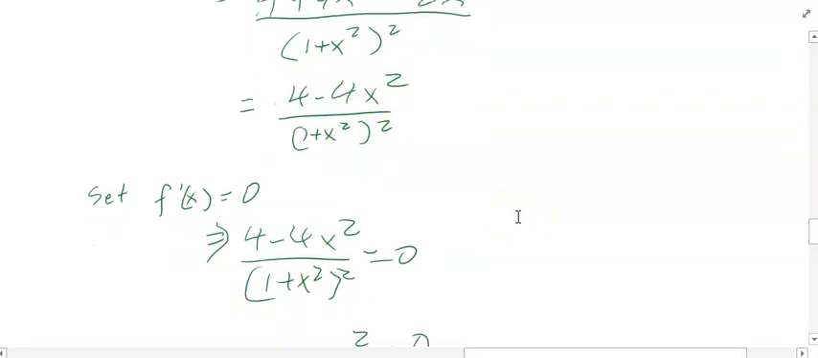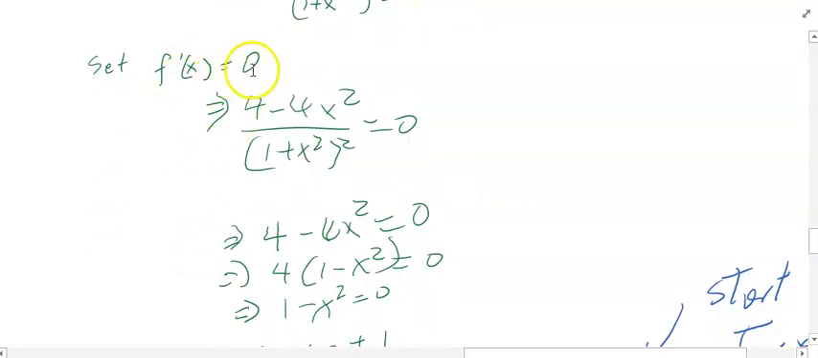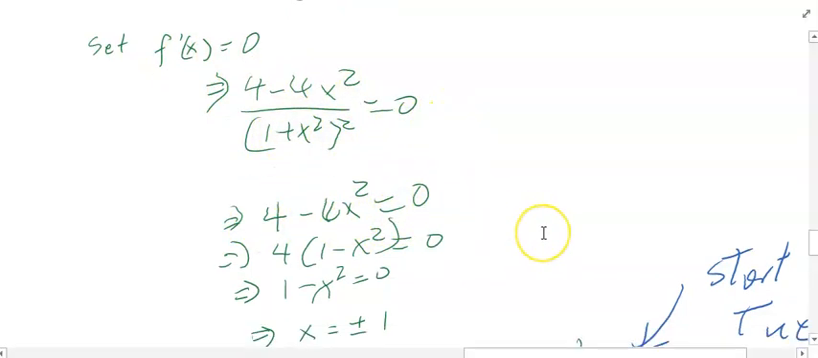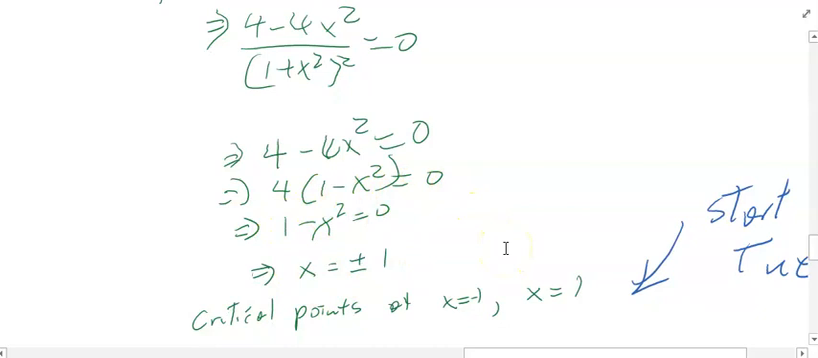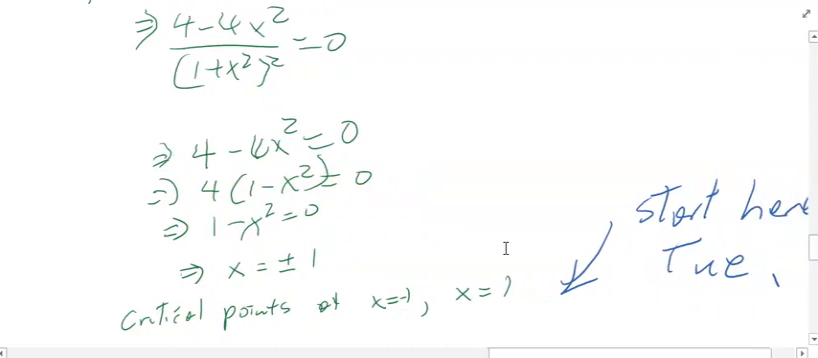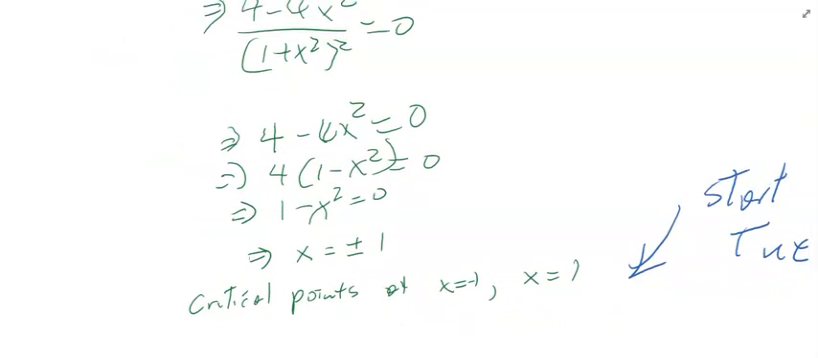That is your derivative. Then we set our derivative equal to 0 and solve for x. So f prime of x equals 0. 4 minus 4x squared is equal to 0. That means the numerator itself will be equal to 0. Then factoring out, we have 4 times 1 minus x squared is equal to 0. So x will be plus or minus 1. So our critical points then will be at x equals -1 and x equals +1.